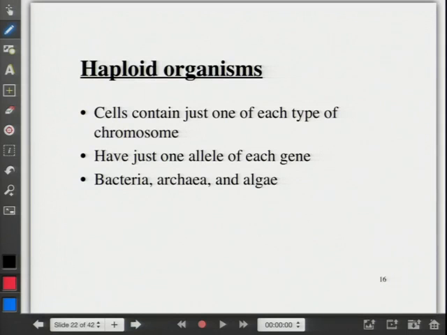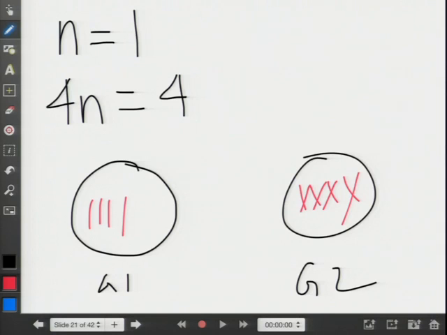What if diploid is like an odd number? Ah, that's a good question. His question was, what if the diploid number, 2n, is an odd number? The 2n number can be odd. Well, let's just do one, shall we? We'll just upload it.